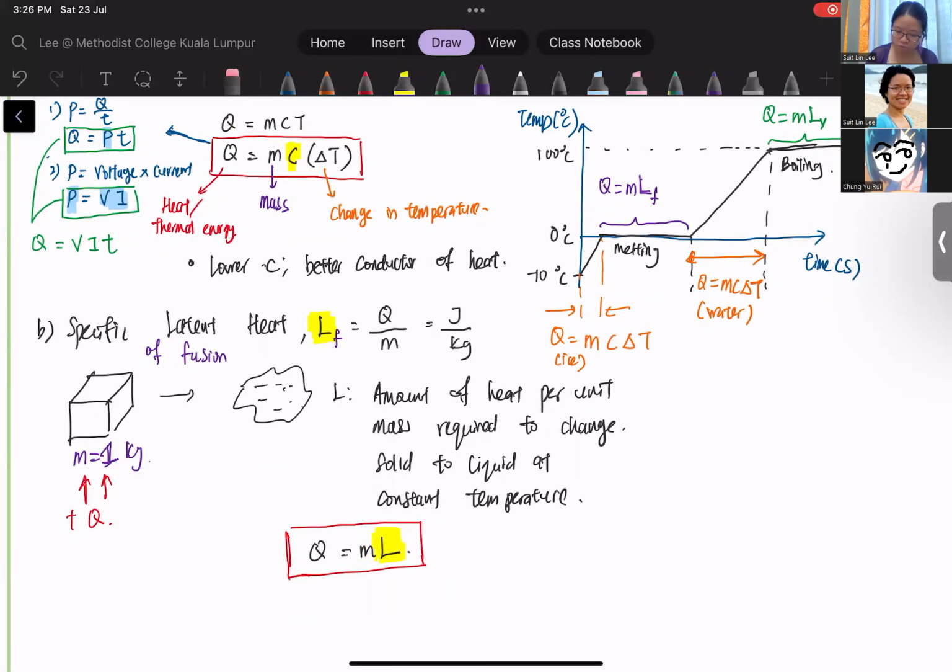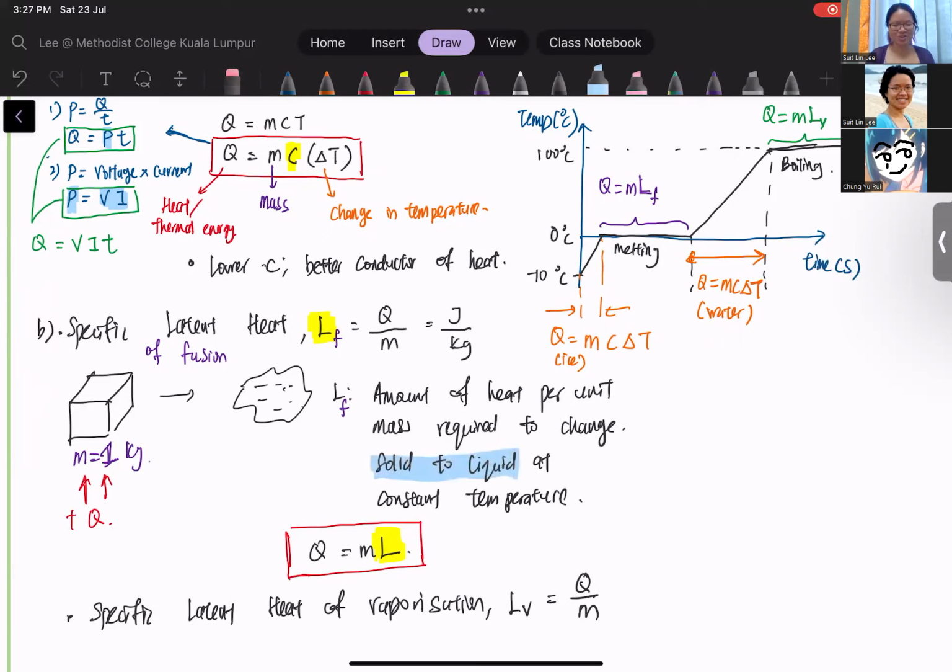since I separate fusion, should probably also define the second specific latent heat of vaporization, LV. Still Q over m. Same equation. The only difference is the state change. So you can copy everything. It's just that now we are changing from solid to liquid to gas. Okay.